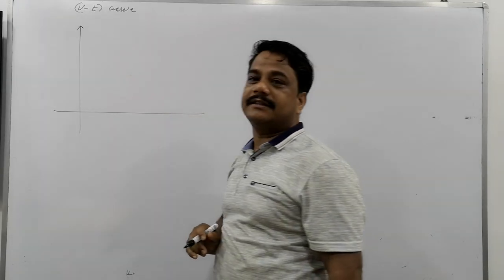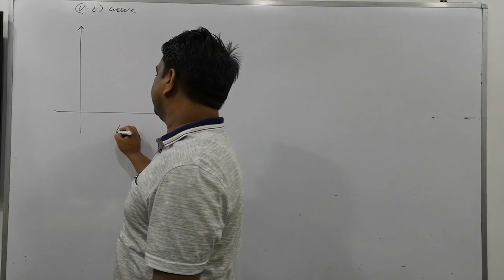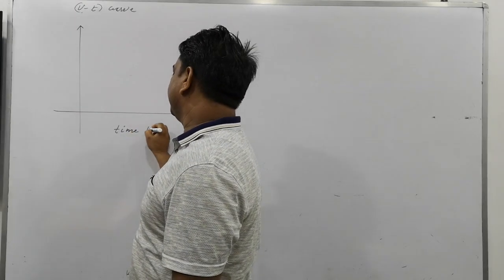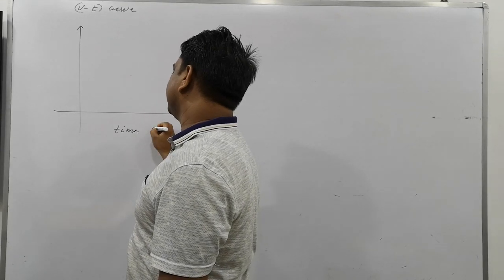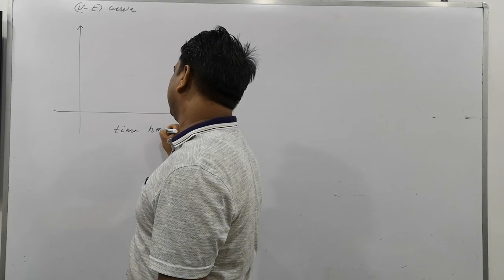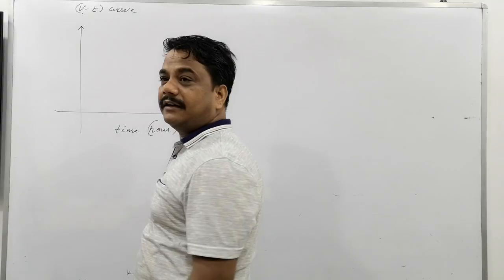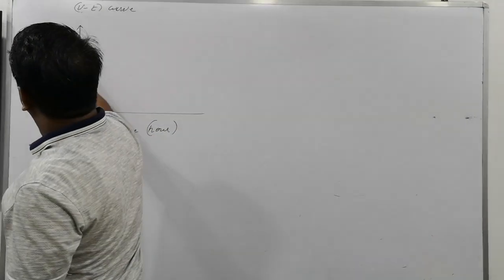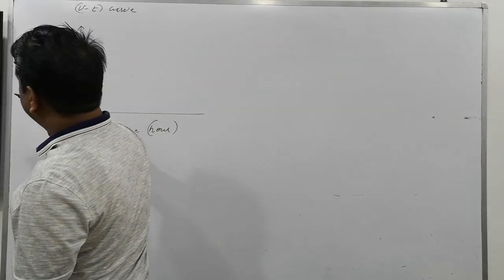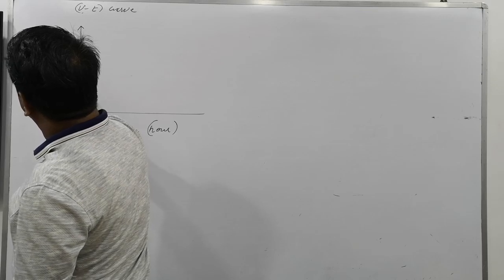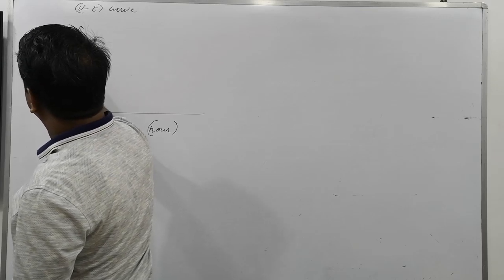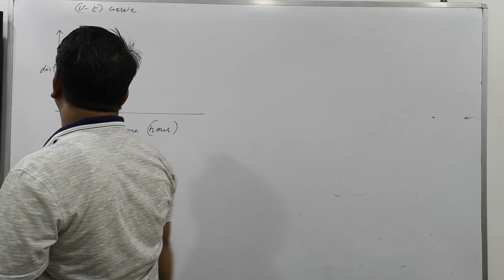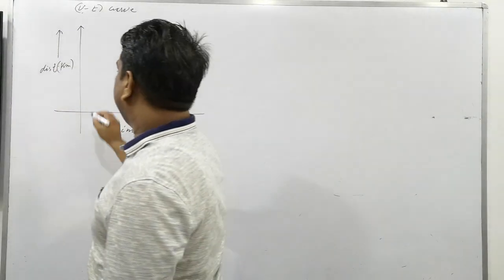In this curve, along the horizontal axis will be the time axis, taken as suppose in hours. Is that clear? And along the vertical axis, we are taking distance or displacement. This we are taking in kilometers. Is that clear?